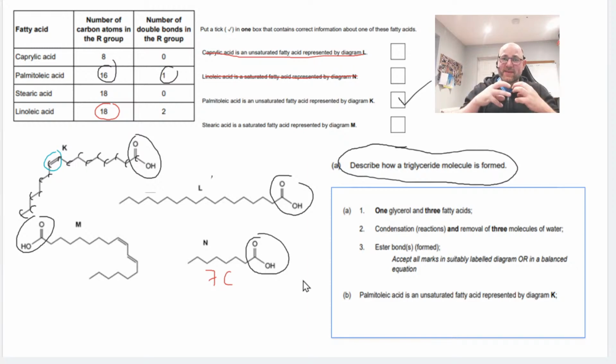And when we make things in biological molecules, we call it condensation reactions. You use water and the bonds formed are ester bonds. So 3 water molecules would be needed to join together 3 fatty acids to 1 glycerol, and it would form 3 ester bonds.